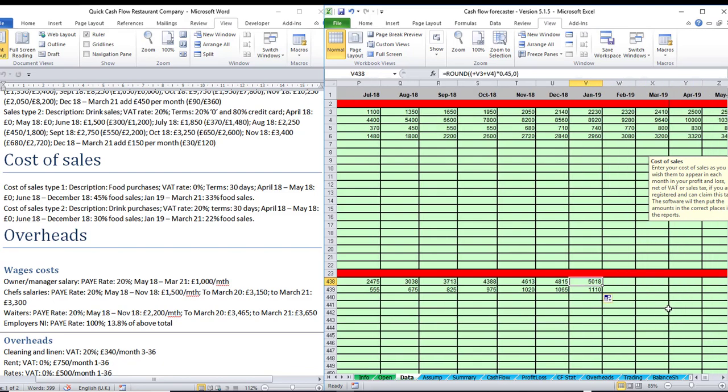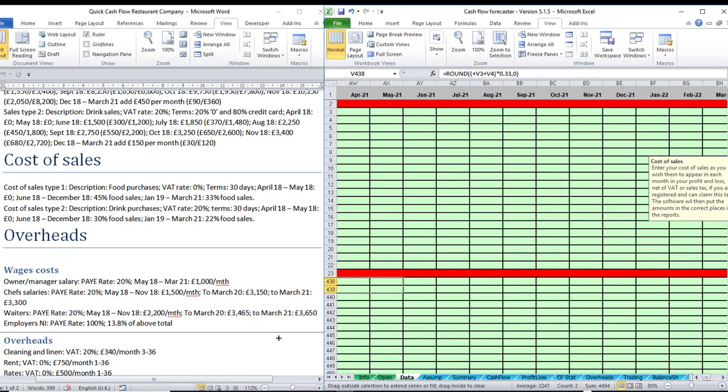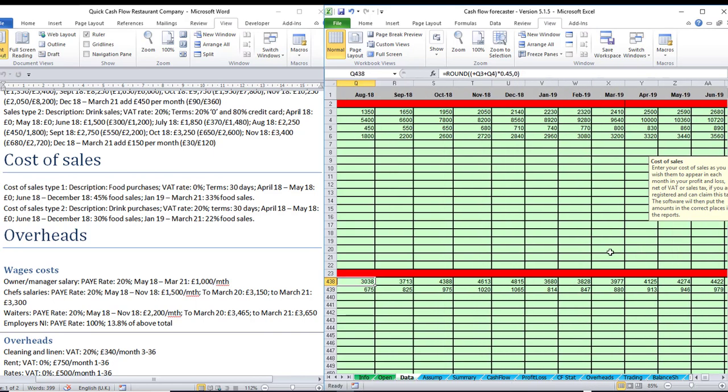So we've assumed that the cost of sales rates improve as we progress through, because there's less wastage. Perhaps at the beginning we're doing more promotions, so therefore our cost of sales is higher. But I'm going to reduce that to 33% for food purchases and 30% to 22% for drinks. And then I can just copy that all the way across to March 21.